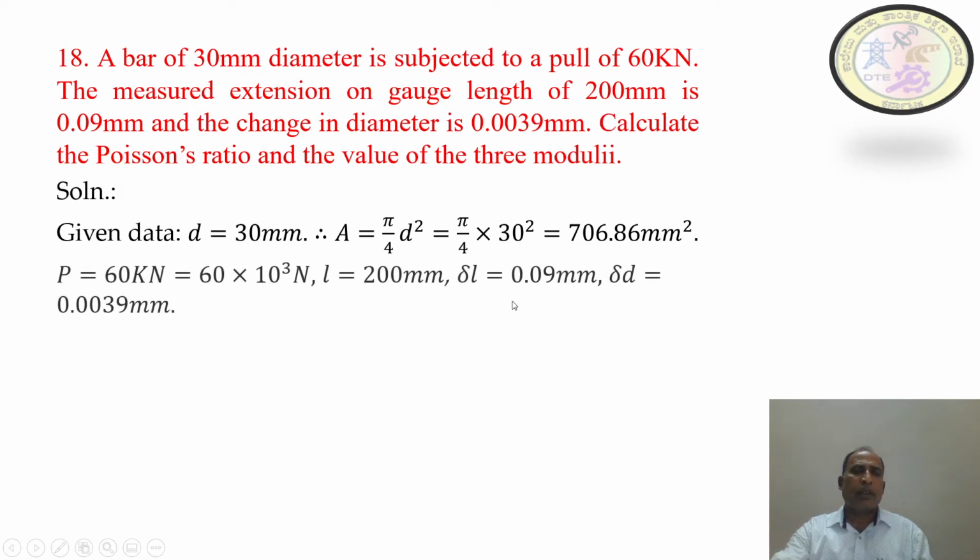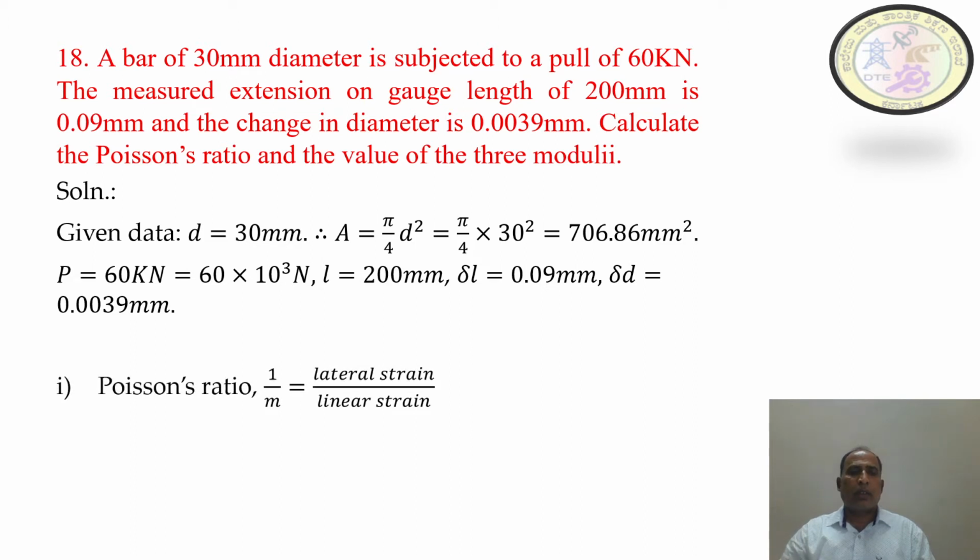And the load P is 60 kilonewton, that is 60 into 10 raised to 3 Newton, the gauge length L is 200 mm, the change in length delta L is 0.09 mm, and the change in diameter delta D is 0.0039 mm.